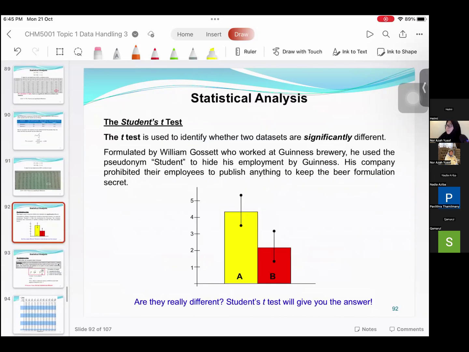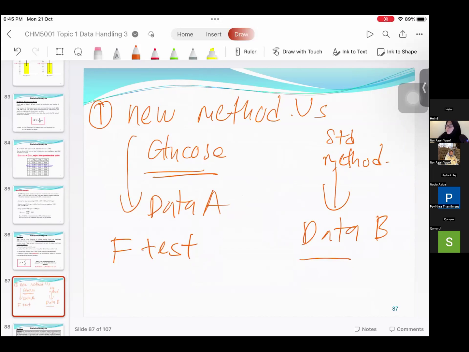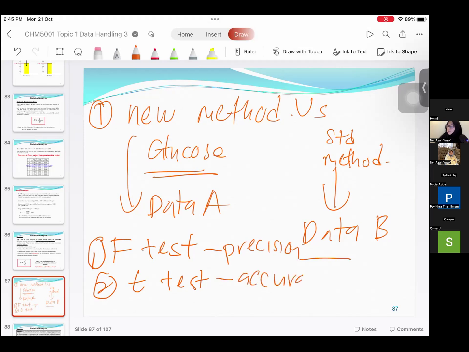Another one is the Student's t-test. Back to the analysis just now: one is the F-test, to evaluate the precision. Number two is the t-test, to evaluate the accuracy. Accuracy is comparing to the true data, the true value. The F-test is how close the data are to each other.